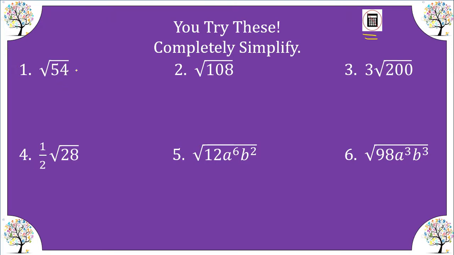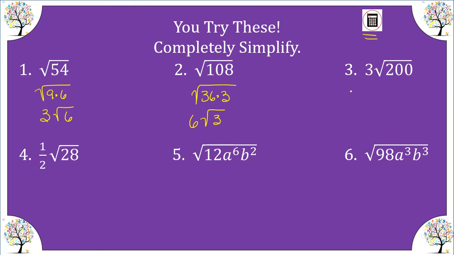Okay, 54. We're going to break this down into 9 times 6, 9 being a perfect square. That gives us 3 square root of 6. 108. Again, once you do these for a while, you'll realize the two best factors. So 36 times 3, the square root of 36 is 6 times the square root of 3.